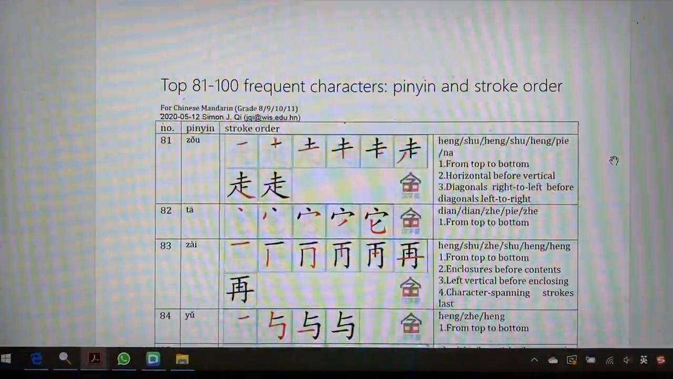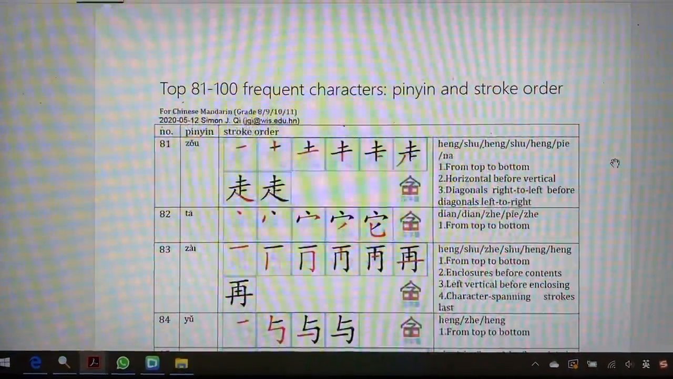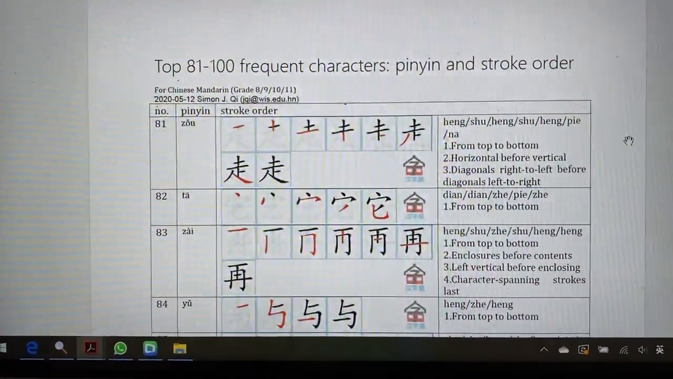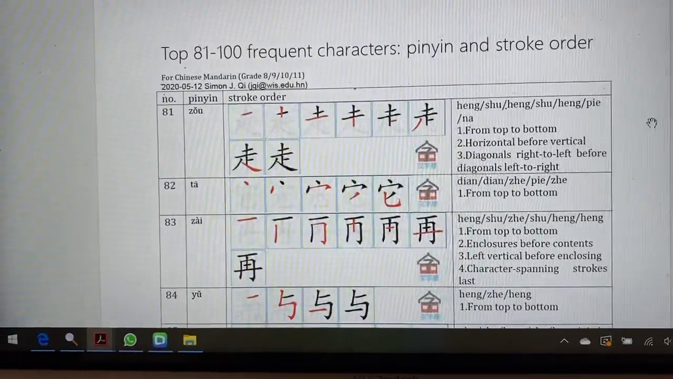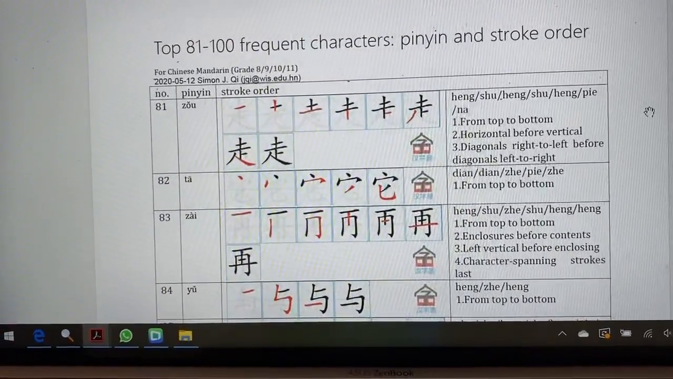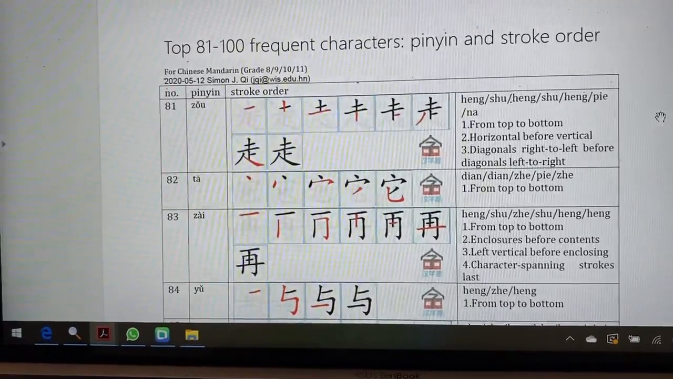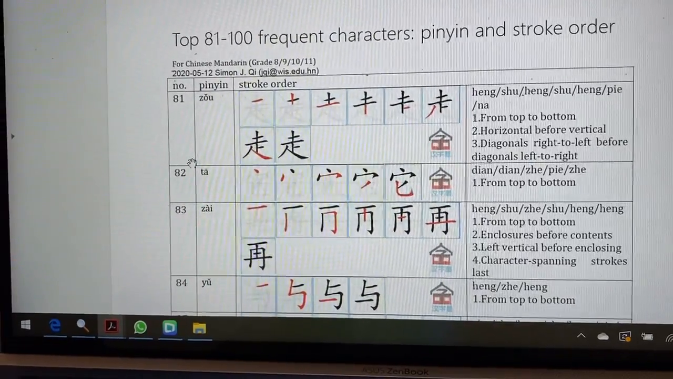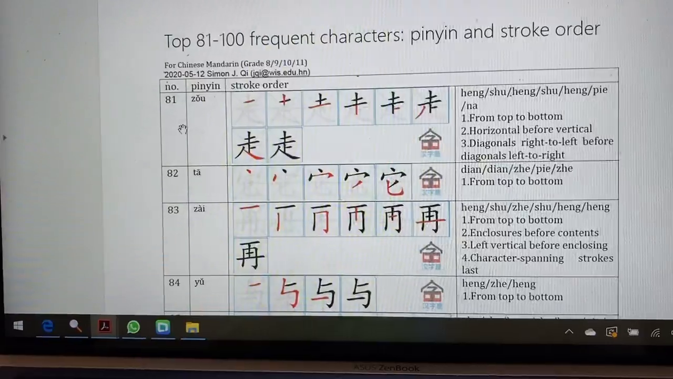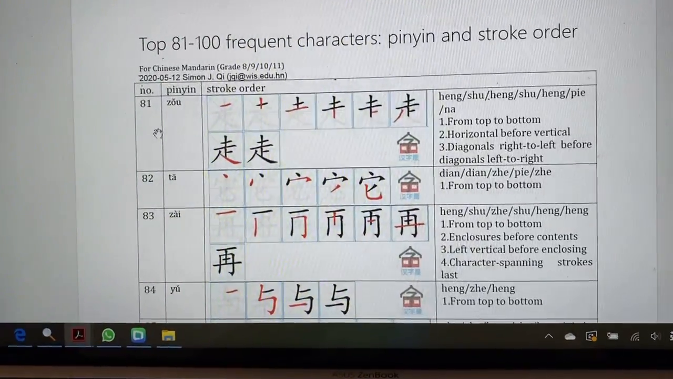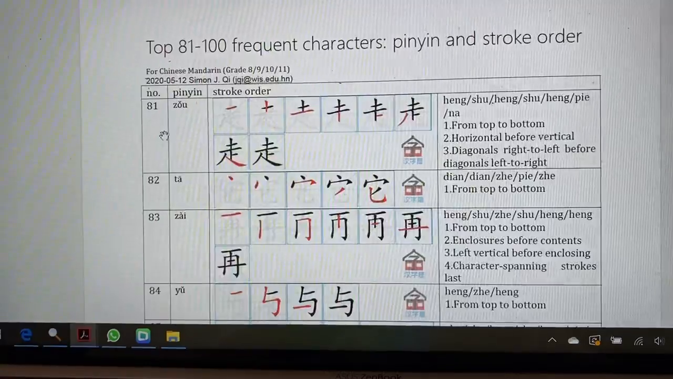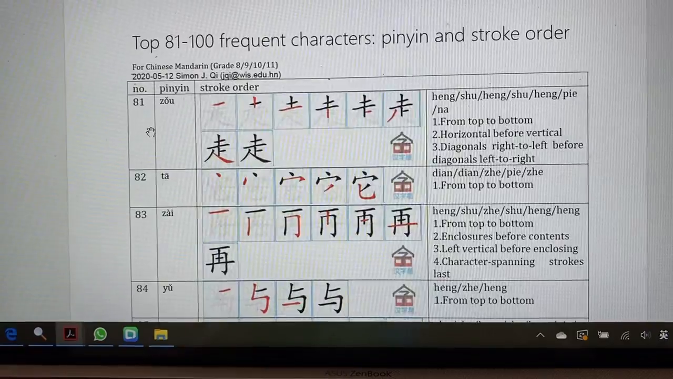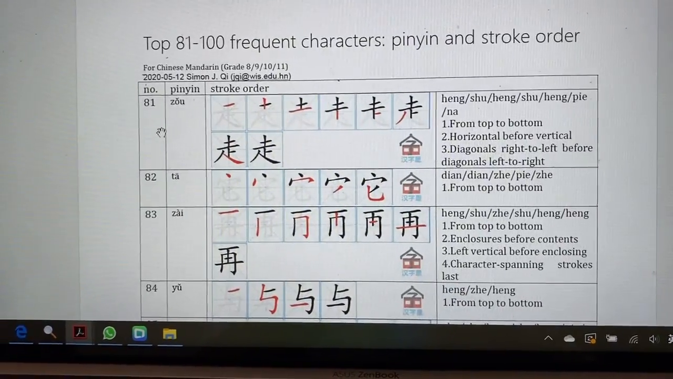Hey guys, we are coming to this new session of top 81 to 100 frequent characters, pinyin and the stroke order. So I guess you are quite familiar with the content or the style of this kind of lecture already, and I hope so. But we still need to pay more attention to the details in writing the characters, especially like the sizes of the radicals, the positions, and distance, and so on, as I briefly introduced in my previous Zoom class.